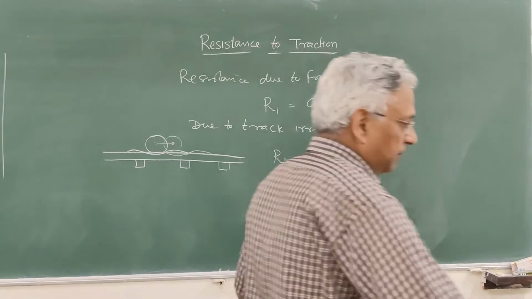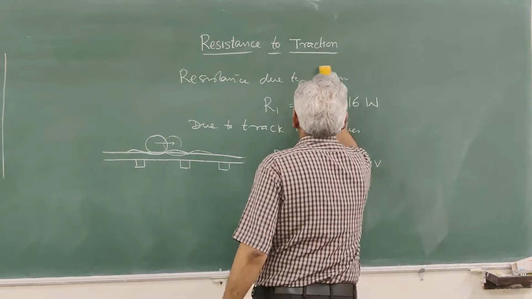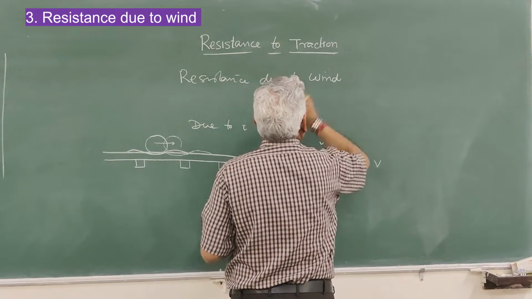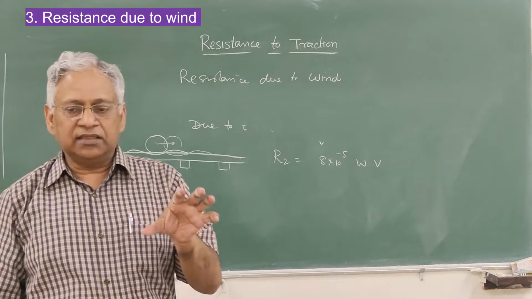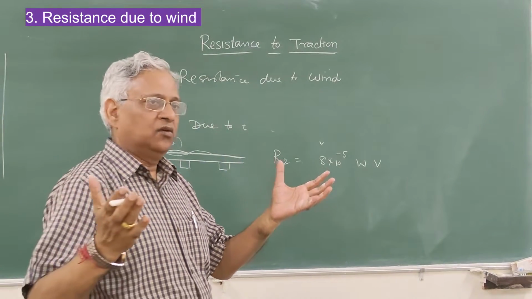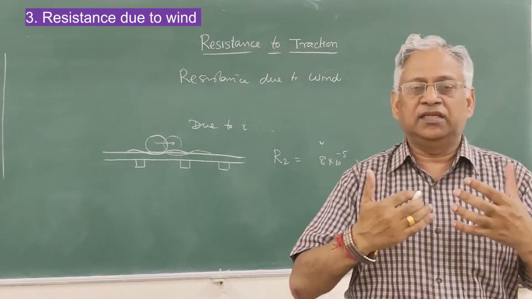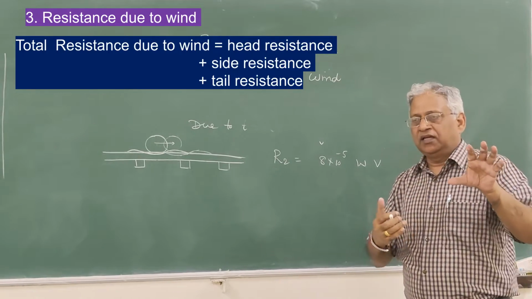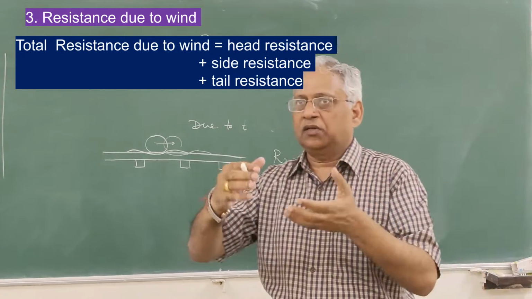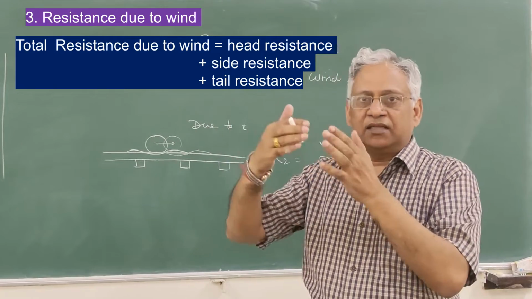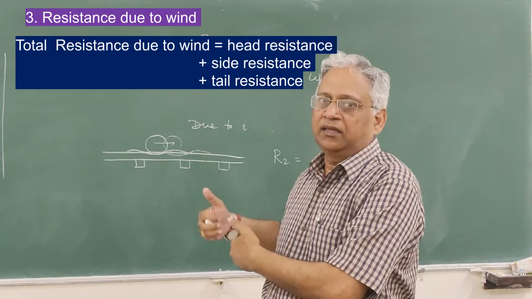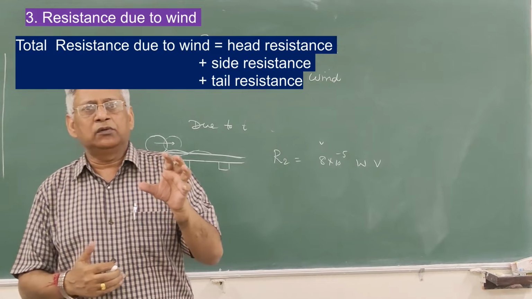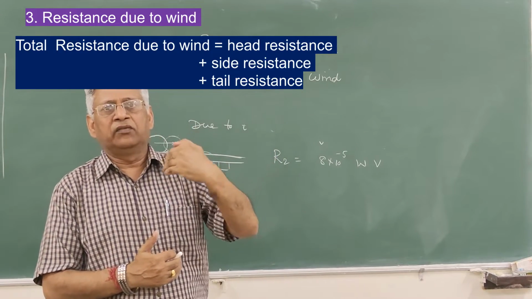Then third is resistance due to wind. Now this is because of exposed area. When the train moves, certain resistance is offered by the wind, and that depends upon the exposed area. Total wind resistance is equal to the head resistance, the side resistance and the tail resistance. And it also depends upon the speed of the wind and also the angle of incidence of the wind.